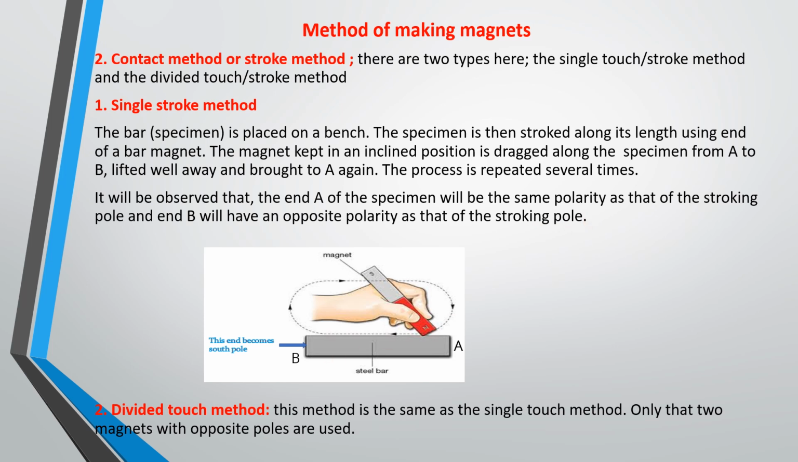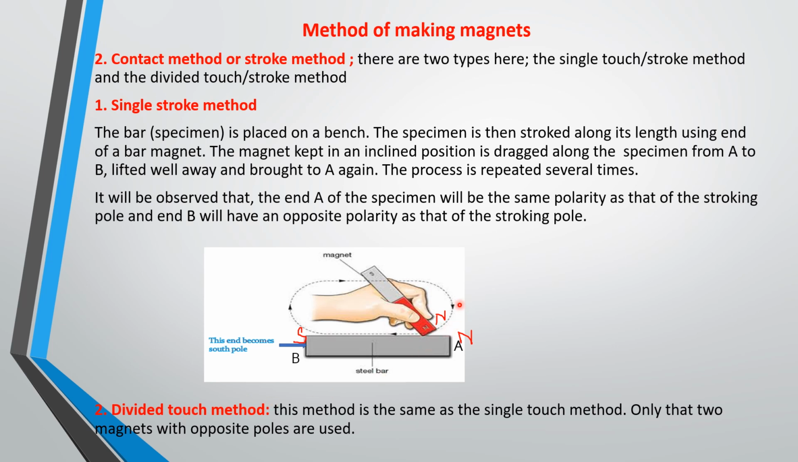So what that simply means is that this is what you want to magnetize, AB. This is the magnetizing agent, right? So it is inclined at an angle and stroked from end A to end B. When it gets to end B, you don't just return it to end A, you lift it up away from the magnet and then return it back, and then you stroke again. You lift it up, return back and stroke again continuously for several times. It will be observed that if the end that you are using to stroke is a north pole, then this end will have a north pole, and this side will now be a south pole. Okay, so this is the single stroke method.